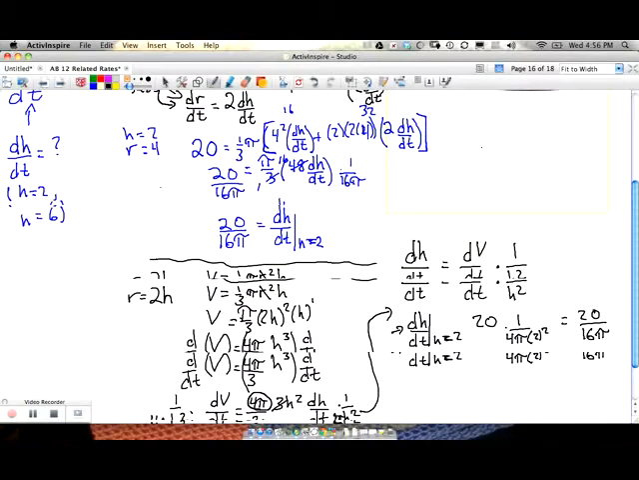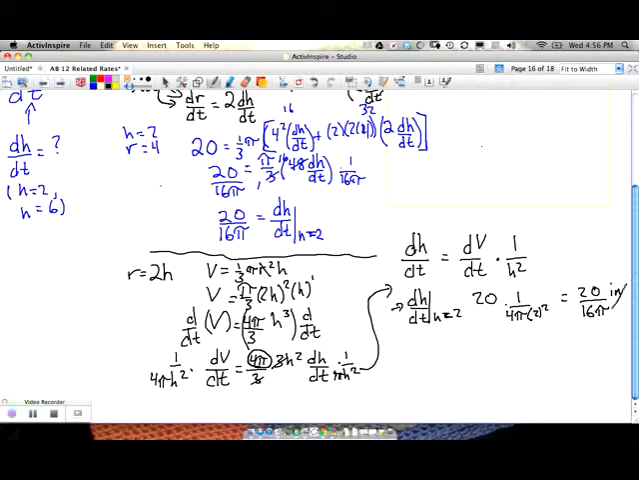Inches. We are doing inches per second. So this is inches per second. Awesome. Okay, so we got that. Let's do the other one. dh/dt when h equals 6. Well, that's going to be 20 times 1 over 4 pi times 6 squared.